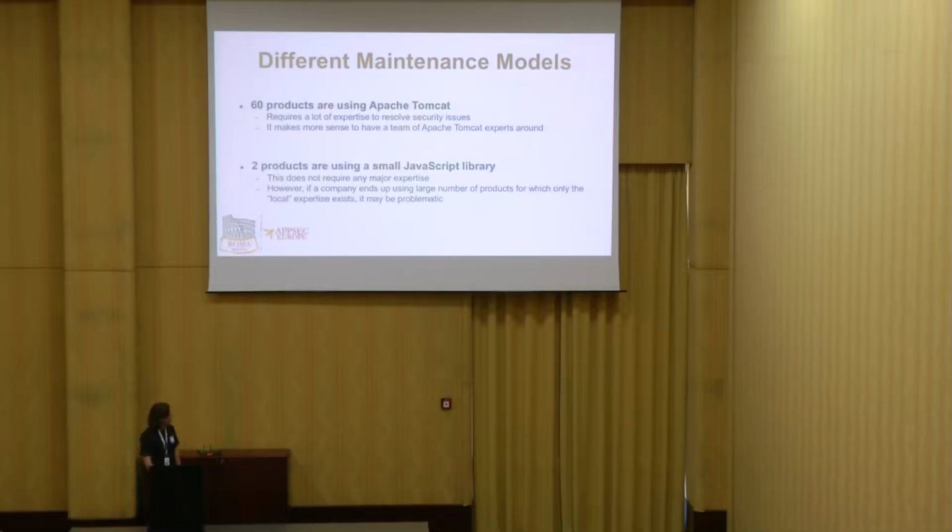So in that case, it makes more sense to have some sort of a central security team within a company that will know Tomcat by heart, and that will help other developers and other teams to resolve security issues in older versions or to find new ones. And there is another extreme example, which is just two development teams using a small JavaScript library which doesn't require any expertise, and they can easily fix it themselves. So obviously, you don't need a centralized team that will spend their time on just fixing this small library for these two guys.